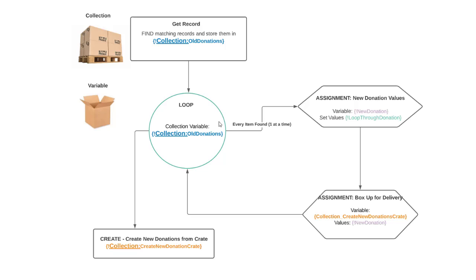We're going to run that through the loop. Each old donation that we find, we're going to process that over here, and we're going to create a new box or a new variable for the new donation. And we're going to set those values based on what we find in that current loop cycle. Once we have this new donation box ready to go, we're going to drop that down here, and we are going to create a new collection or a crate, which is creating new donations. So every donation that we're creating throughout this loop is dropped into this collection. Finally, when we run out of records, we're going to come through here, and we are going to create the new donations based on this collection or crate.